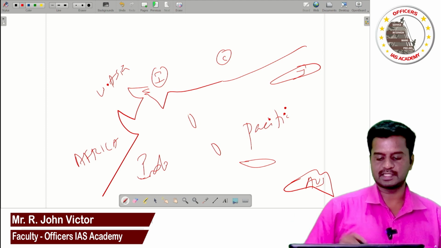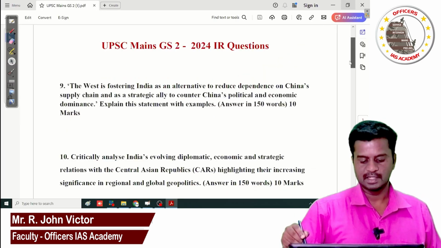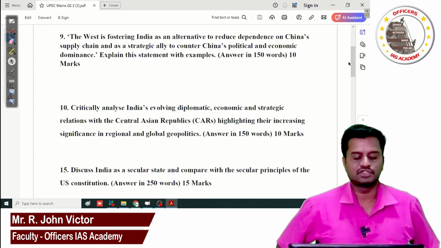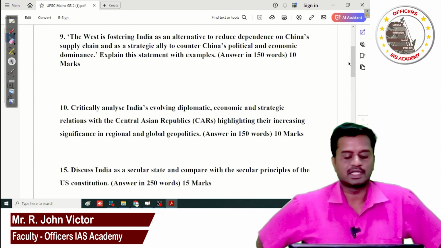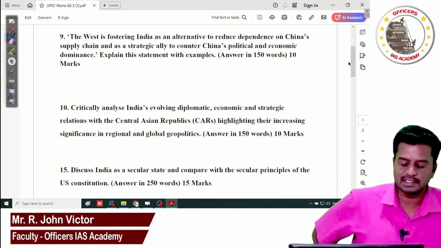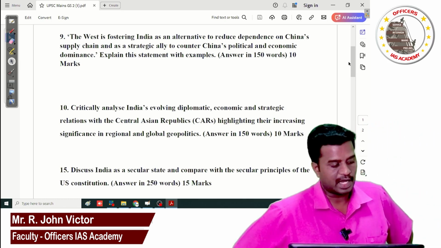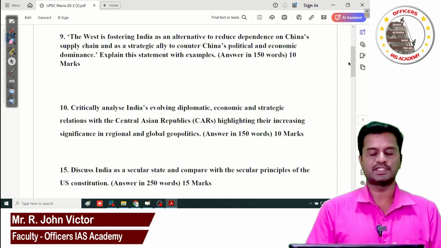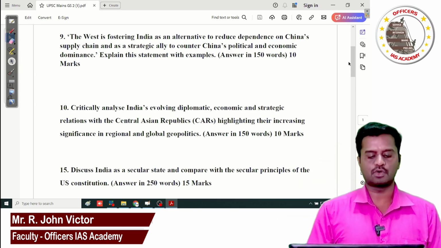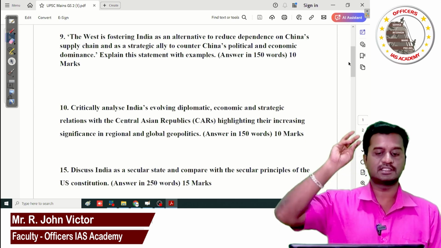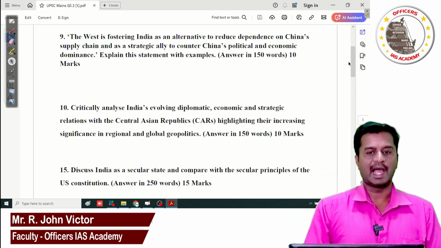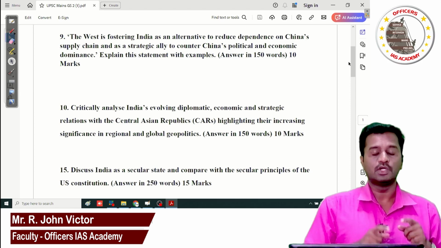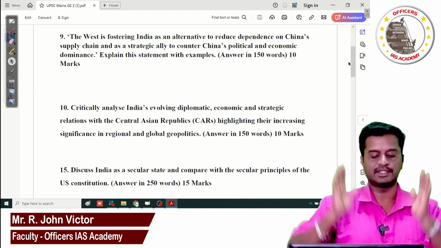We'll now solve the second question. Critically analyze India's evolving diplomatic, economic, and strategic relations with the CARs, Central Asian Republics, highlighting their increasing significance in regional and global geopolitics. Once again, follow the steps advised. Identify the core of the question. The core of the question here is the region Central Asia and the five Central Asian republics. So all the points that I am going to write should revolve around the region Central Asia.